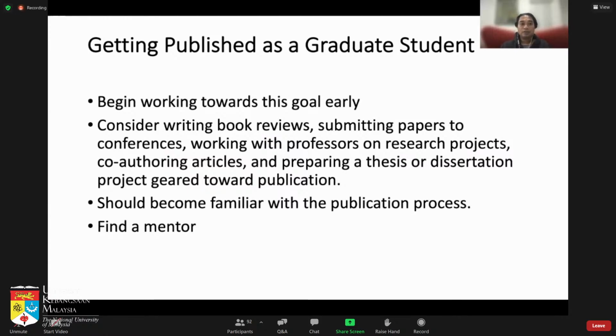You should consider writing book reviews and submitting papers to conferences. This is important also, because some conferences will publish your abstract or proceedings in a journal, and that will be good for your CV. It can be a study, it can be a case report, but whenever you go to a conference, try to submit a paper because it can be published in a journal. That is good, and it will make you feel good and want to write some more.